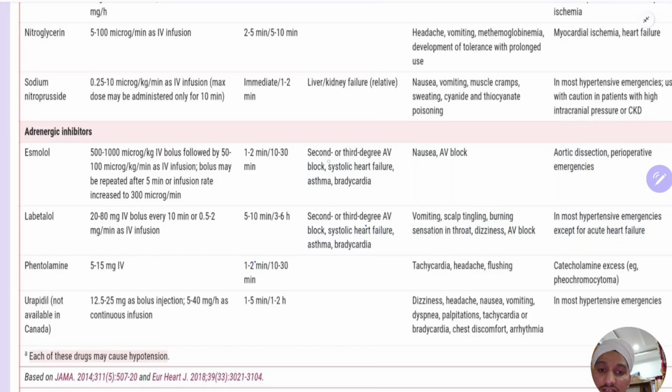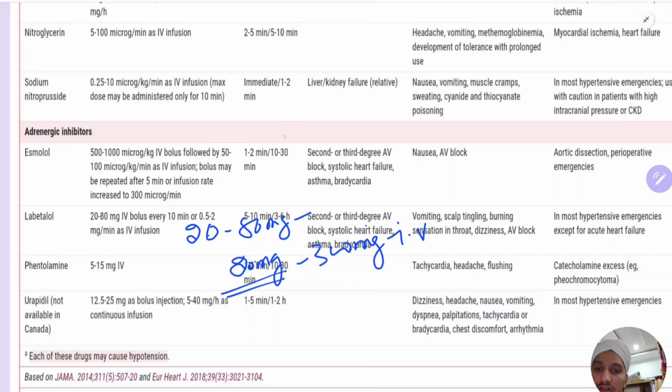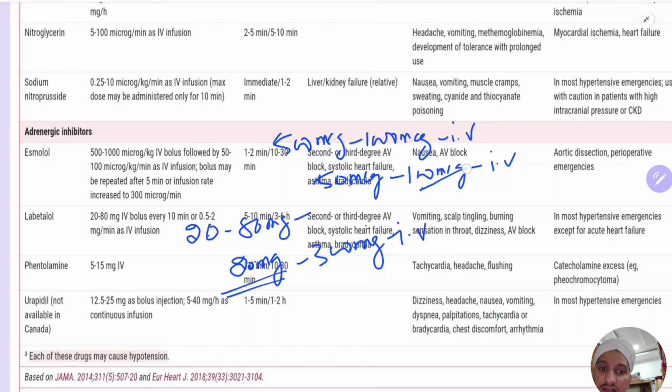So for dosage, the bolus dose for Labetalol is 20 to 80 mg. You can repeat in 20 mg increments up to 300 mg bolus. The bolus of Esmolol is 500 microgram to 1000 microgram IV bolus, then followed by 50 microgram to 100 microgram IV infusion per kg per minute, and you can increase the dose up to 300 microgram per kg per minute.